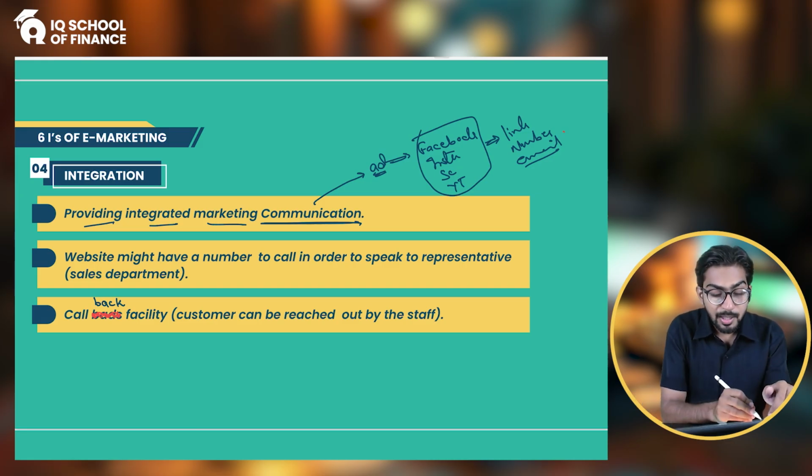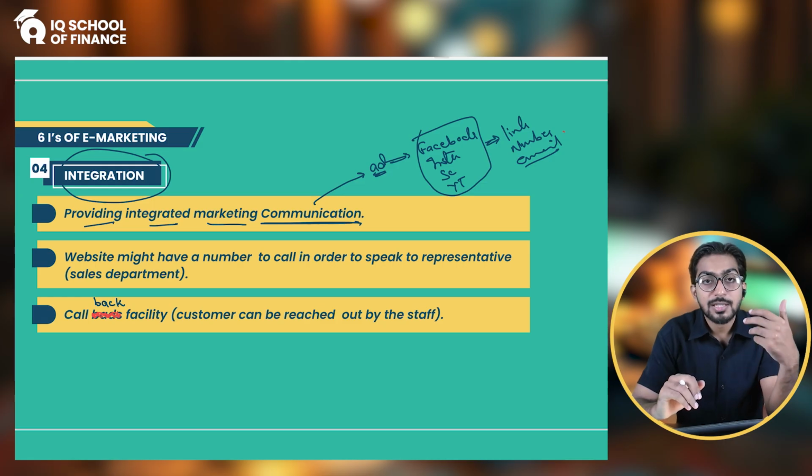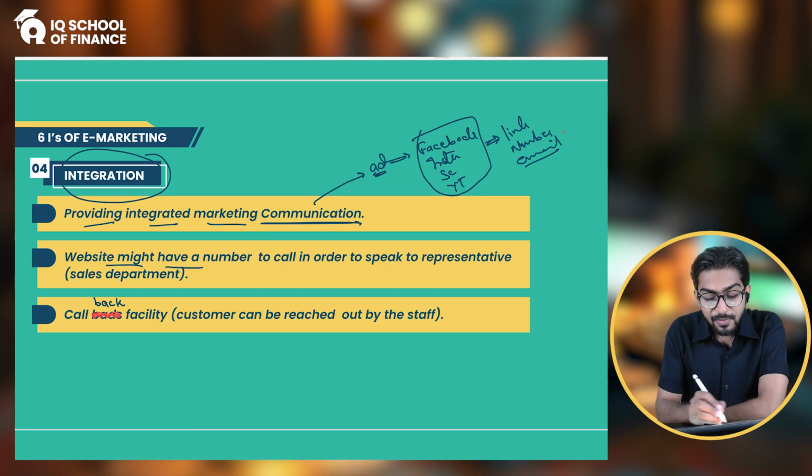Yes, sir. For e-marketing, integration is very important: your marketing should be integrated with all other functions. For example, if you are marketing your product, then you should have a number or email or any kind of link to your website or your sales representative so that the customer can reach out to you. The customer can inquire about your product and services, right? So your e-marketing should be integrated with the means of communication through which your customer can reach you. Your website might have a number to call in order to speak to a representative or the sales department.